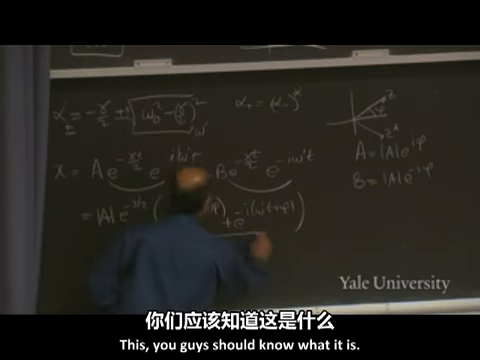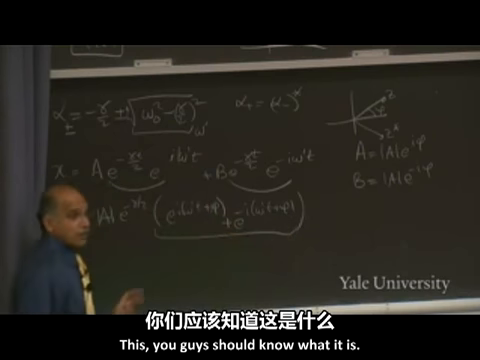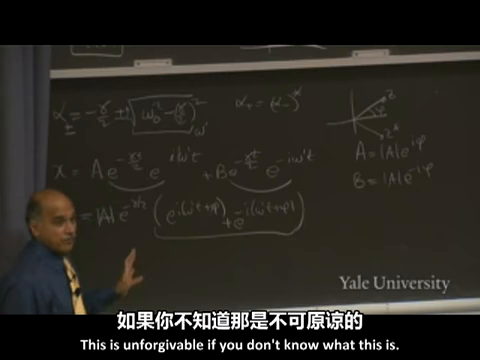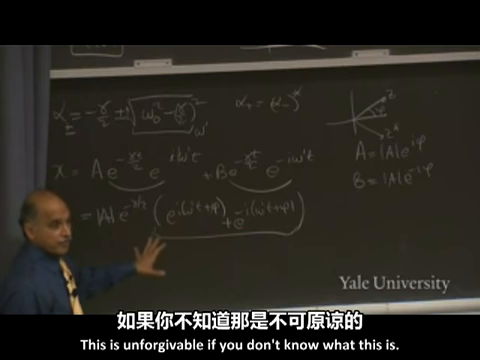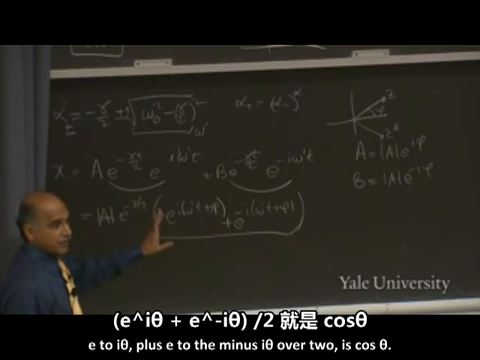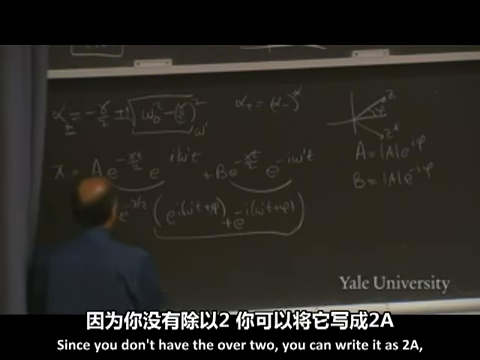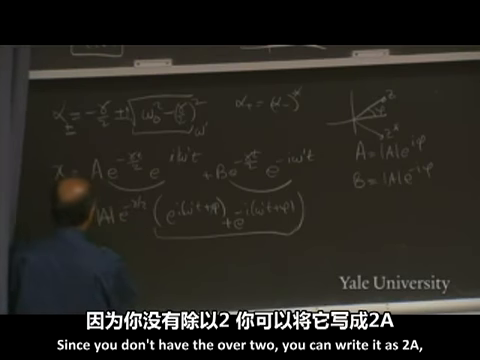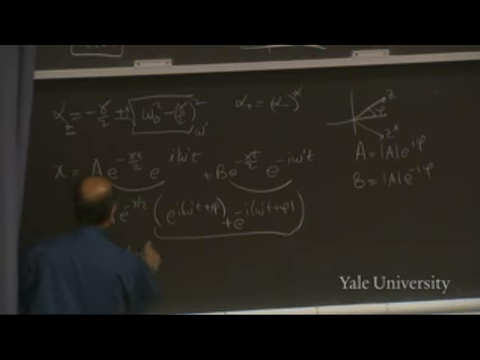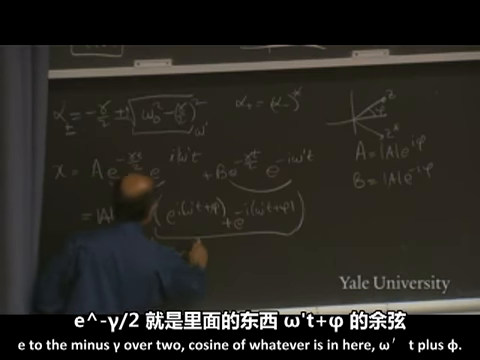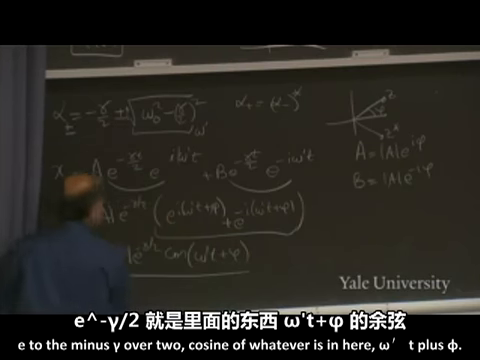This, you guys should know what it is. I've told you many times, this is unforgivable if you don't know what this is. e to the i theta plus e to the minus i theta over 2 is cosine theta. Since you don't have the over 2, you can write it as 2A e to the minus gamma t over 2 cosine of whatever is in here, omega prime t plus phi.